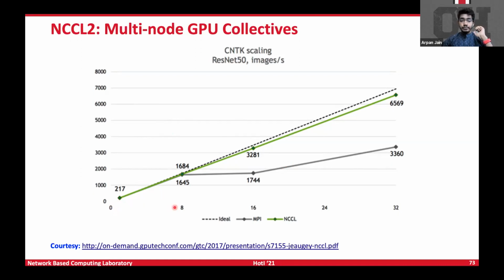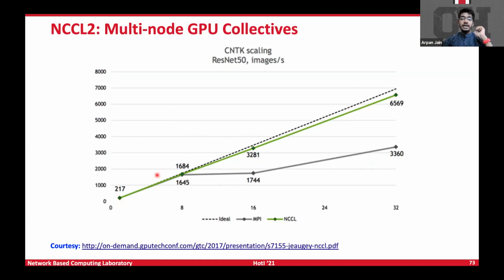They saw that the MPI is not scaling well. Here they were using the DGX system, which had 8 GPUs. So they had several of these boxes. When they ran on one box, they were getting very good performance with the MPI, but when they scaled it to multiple DGX boxes, they found that the MPI is not scaling well.